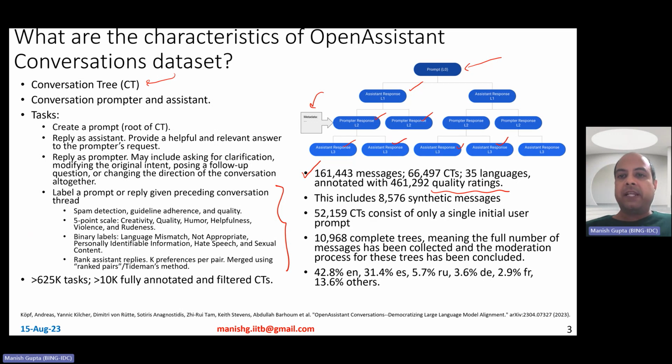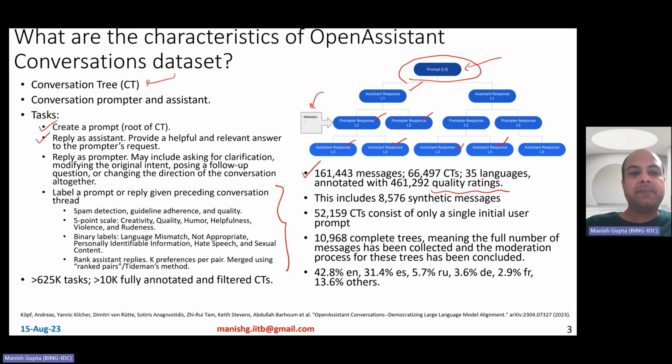While creating this dataset, there were four main kinds of tasks identified to be done so as to build these trees. The first task is creating a prompt, which forms the root of the conversation tree. It's basically about deciding the topics for which you will create the trees. That was the easiest task in some ways.